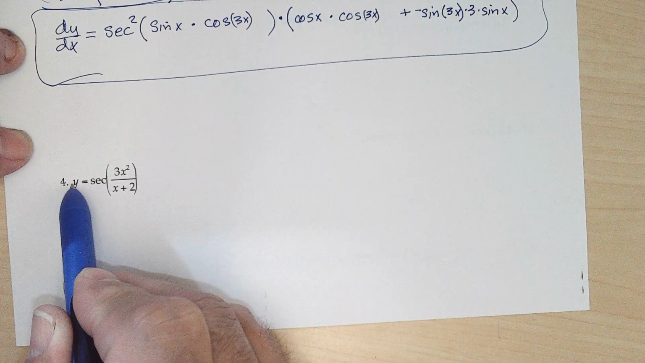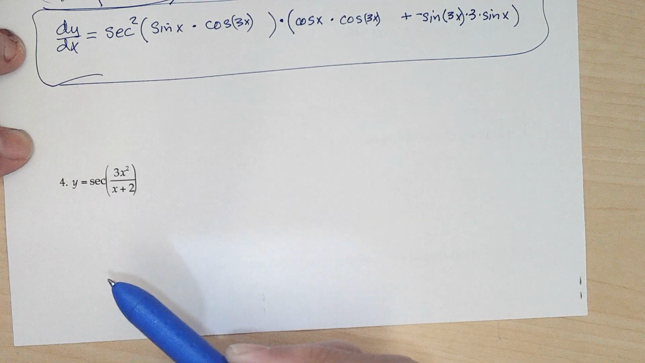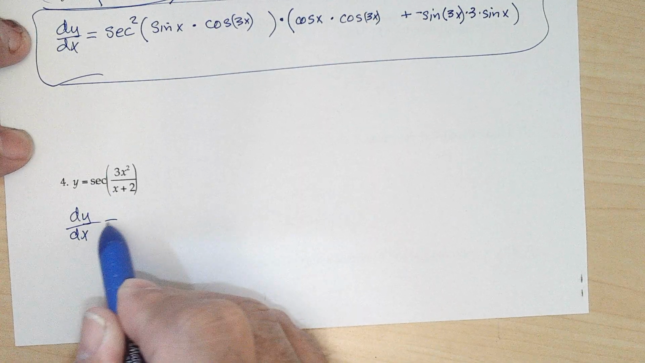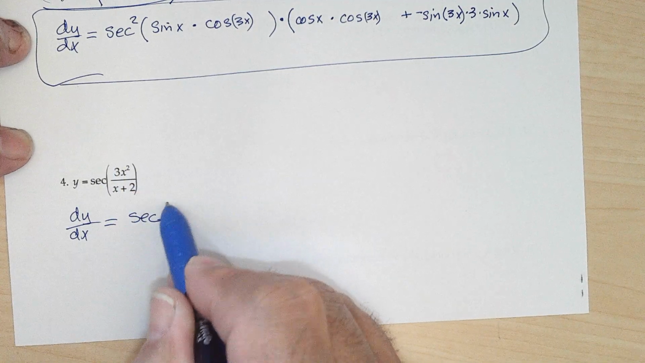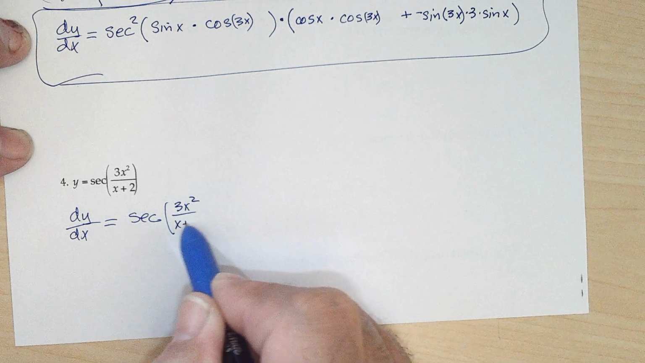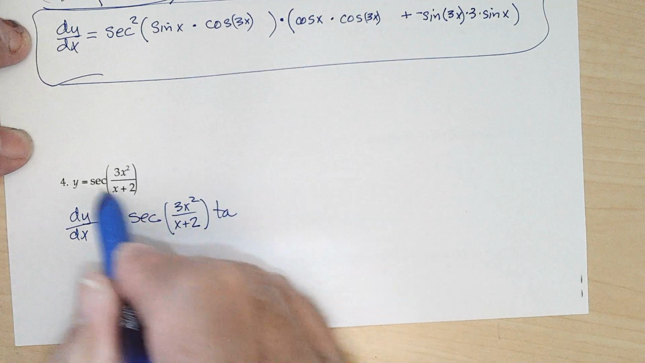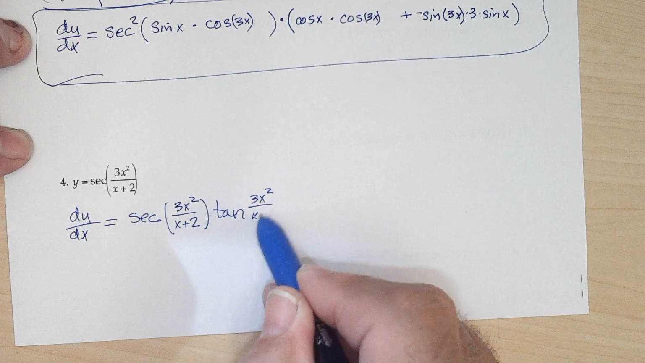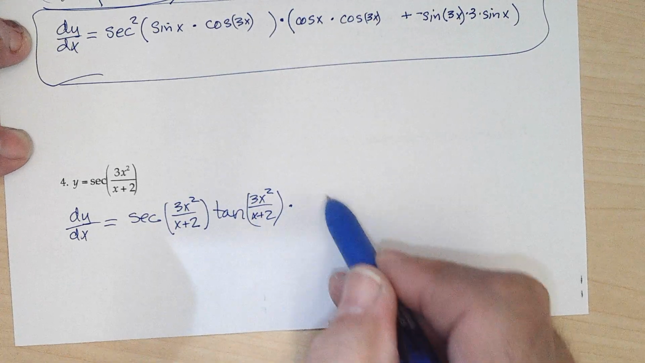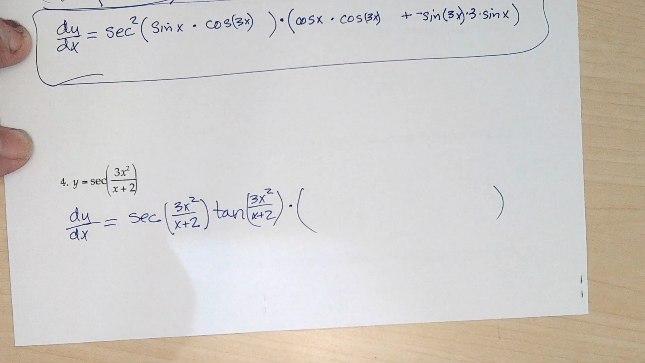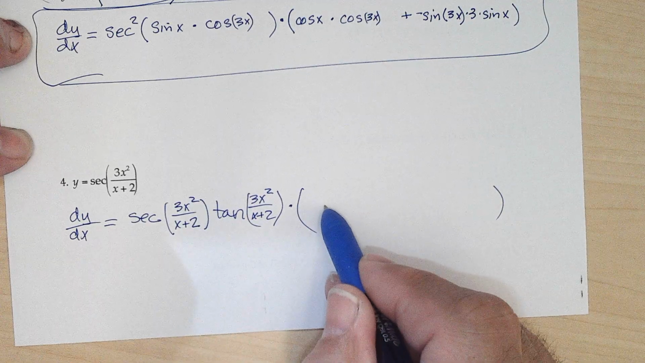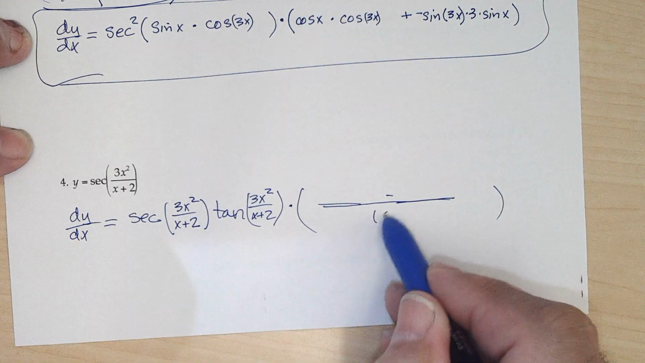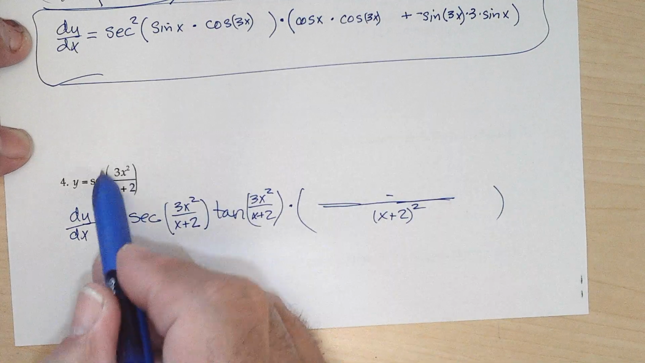Okay, so here we got y is secant of a quotient. So we've got a big picture secant. So the derivative of secant is secant of whatever it was of tangent, derivative of secant is secant tangent, so tangent of whatever it was times the derivative of the inside, which is a quotient, so we're going to have something minus something over the denominator squared.